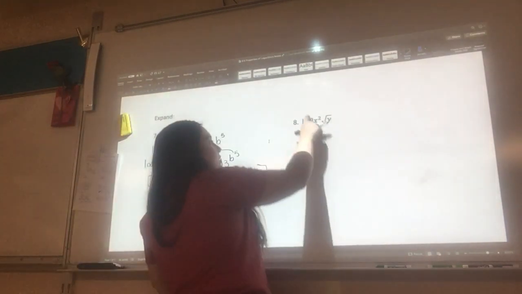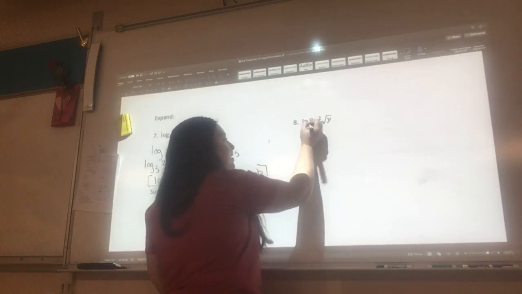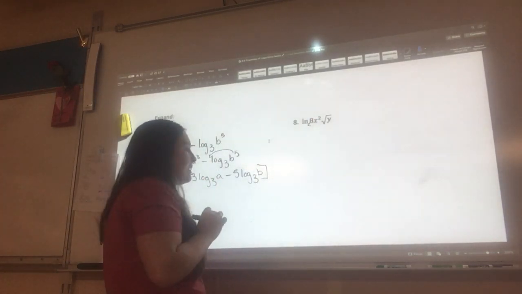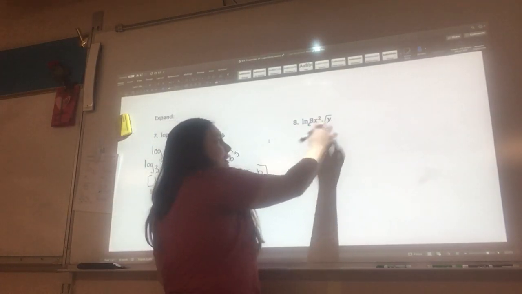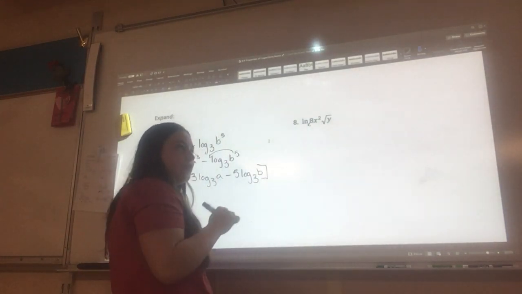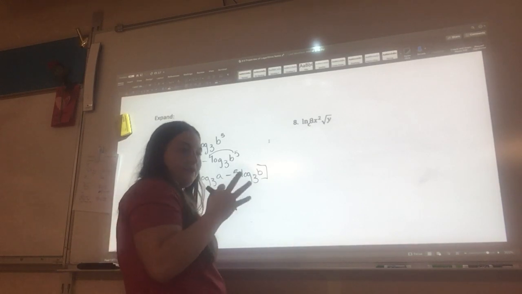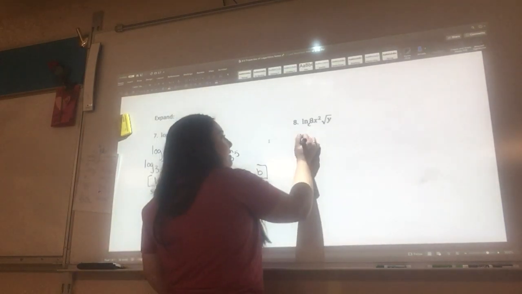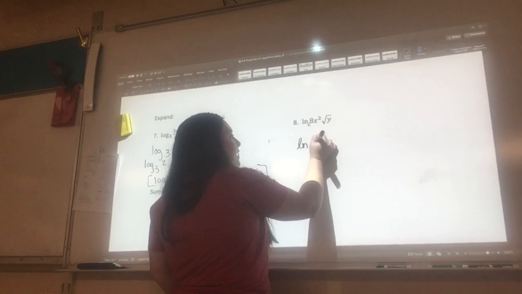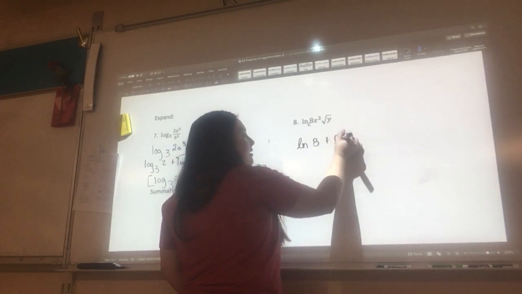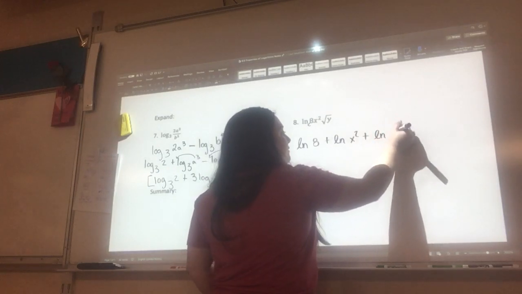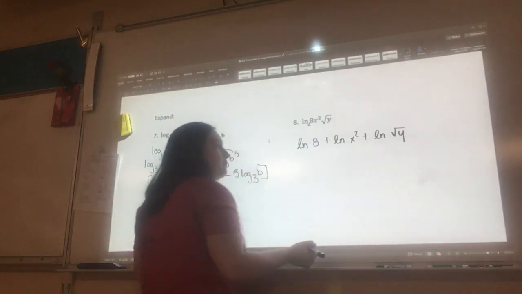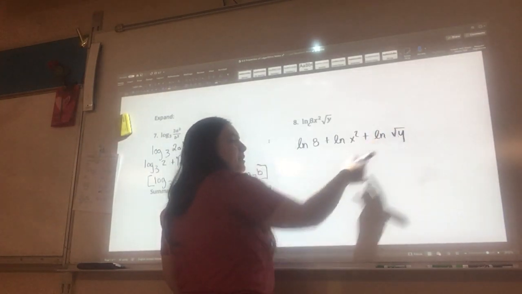So we have natural log with an invisible base e. Do we have to write e every time? No, we do not. But I have 1, 2, 3 elements. How many natural logs am I going to have? I'm going to have 3. So that means I'm going to have ln of 8 plus ln of x squared plus ln of the square root of y. That one's new. That might be our trick.